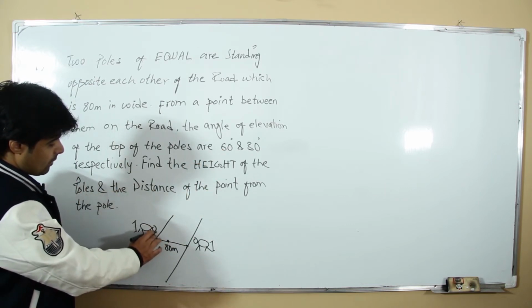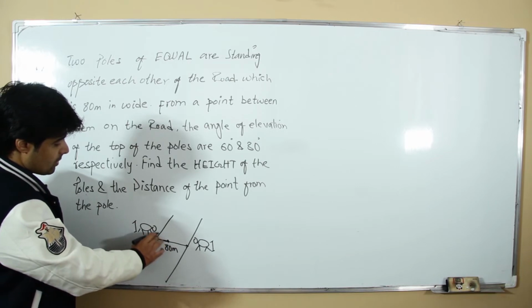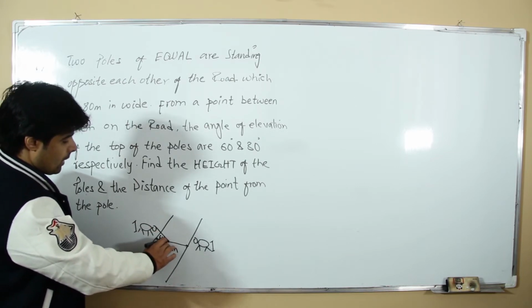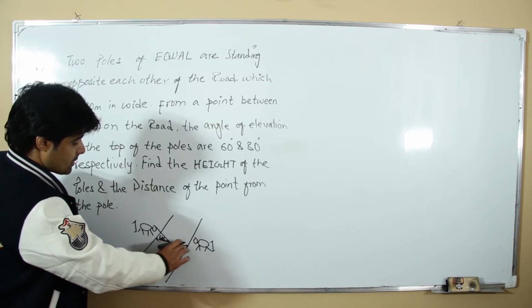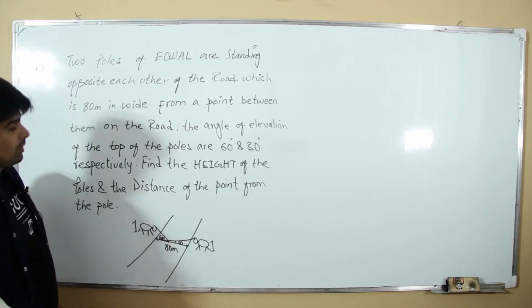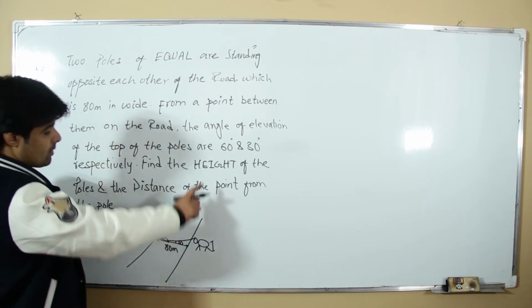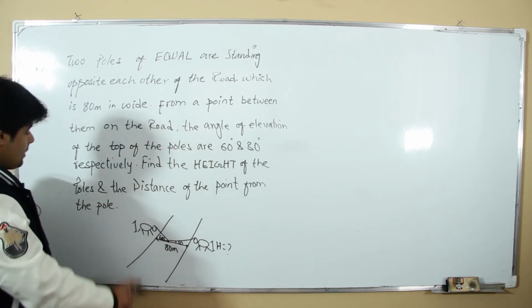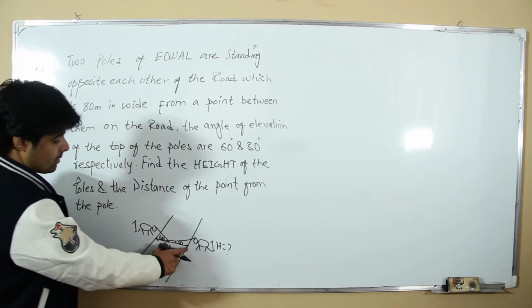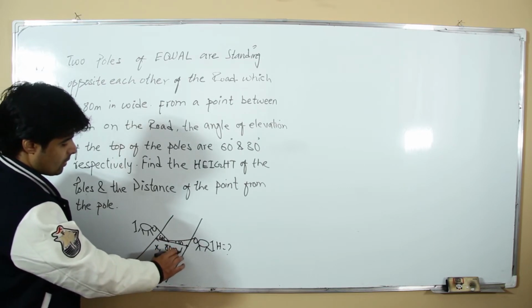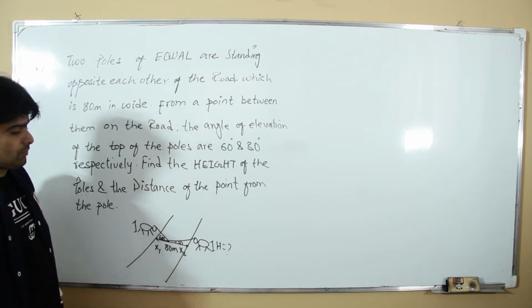Suppose this is the angle of elevation from the horizontal line to the top of this one, it is 60, and from the horizontal line to the top of this one, this is 30. Now you have to find h1. Second, the distance from the point, this distance and this distance. Suppose this one is x1 and this one is x2.